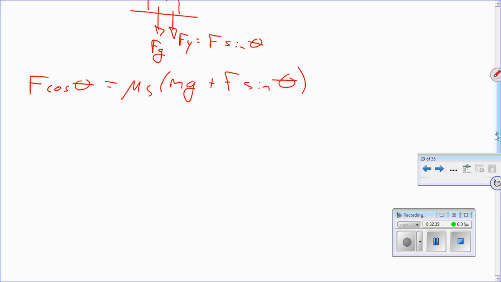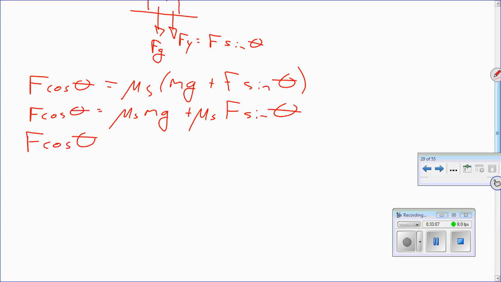I agree with you, but yeah. We got to distribute this mu s. You're totally right, Mickey, but I was looking for a little more guidance. All right, what if we move all of our F's to one side? Okay, so let's subtract. So we've got F cosine theta minus mu s F sine theta equals mu s mg. Aha, so now I can factor out an F.